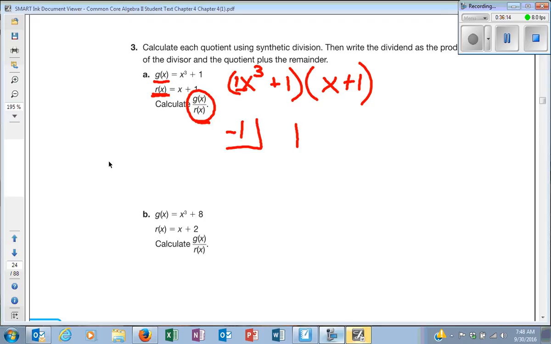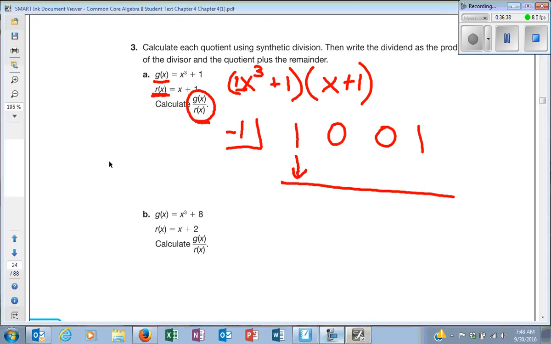Now, I have to walk this all the way down, right? X to the third. What do I need to go to next? Are there any x's to the second? So what do I put there? Are there any x's? So what do I put there? And then what do I put at the end? You see this is 3, 2, 1, 0. I make sure I walk all the way down.